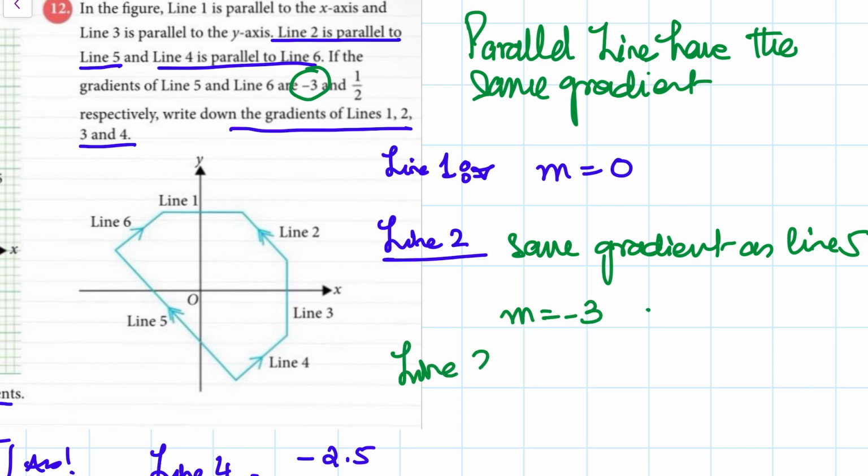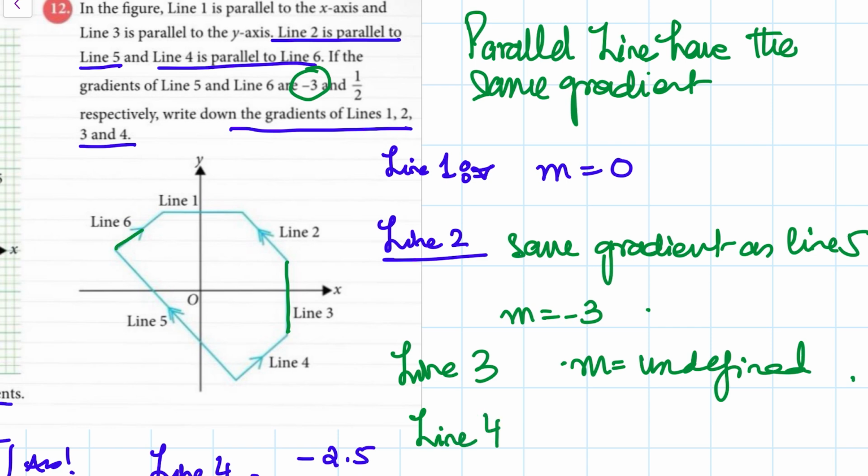Now line 3. Line 3 is a vertical line. A vertical line has gradient undefined. Line 4. Line 4 is parallel to line 6. And line 6 has gradient 1 upon 2. So line 4 will also have the gradient 1 upon 2.